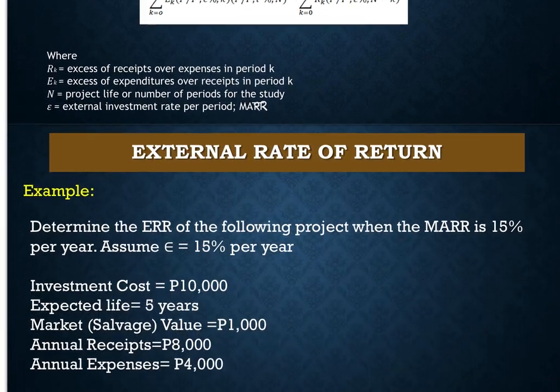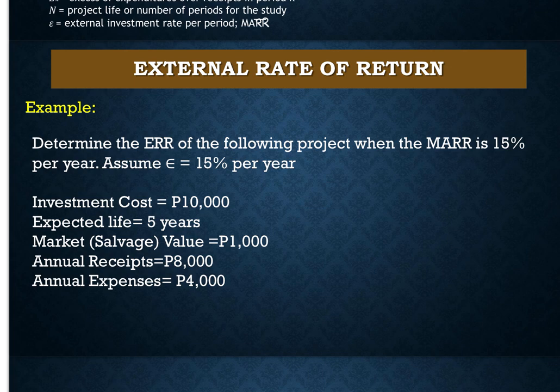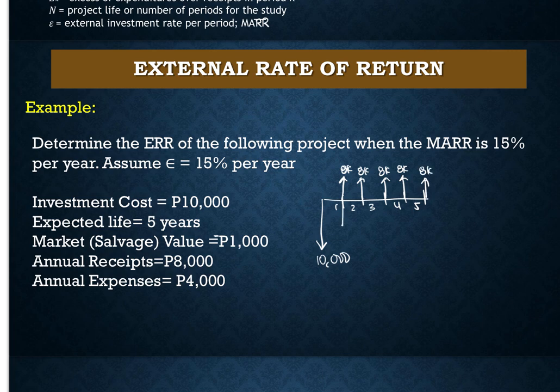We will have a sample problem. Same problem as earlier, but I think it is negative now. Right? Above, the salvage value is now negative. So same cash flow diagram. We have 10,000. This is the timeline, 5 years. The annual receipt is 8,000. The annual expenses are 4,000. And again, the salvage value is negative 1,000, so we will lose 1,000.